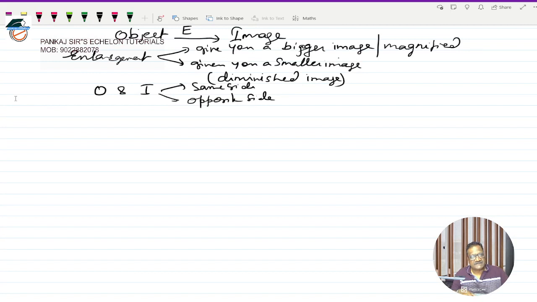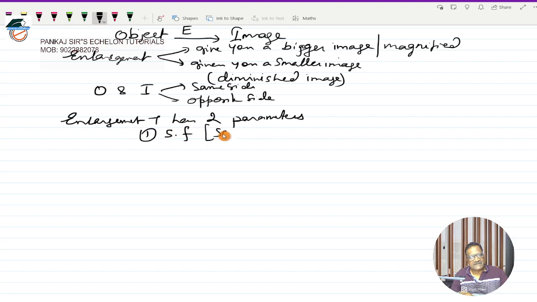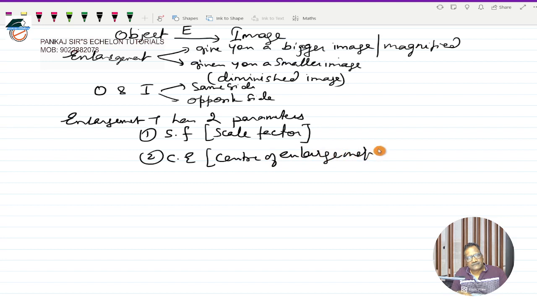This particular enlargement transformation has two parameters. What are they? Number one is something called scale factor, SF. And number two is something called center of enlargement, CE. So there are always these two factors or parameters. Both of these parameters are very much essential for defining or describing this enlargement transformation. Both are important.